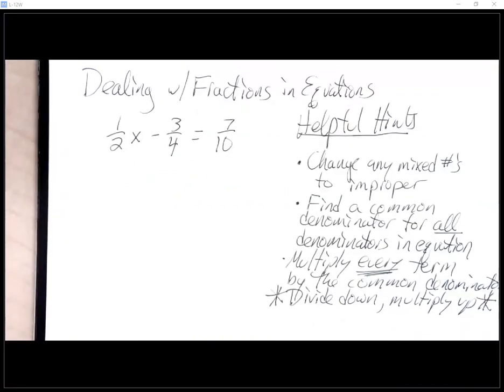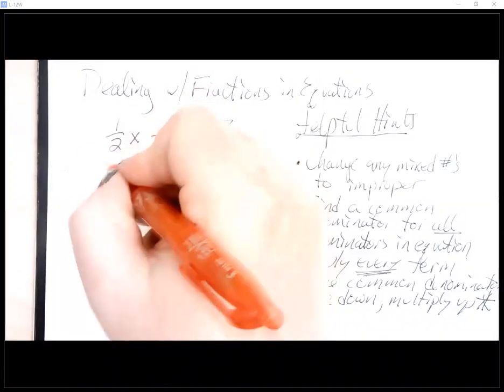All right, so let's go ahead and do that with our equation. So we already figured out that our common denominator is going to be 20 because 2, 4, and 10 all divide into 20 evenly. So I'm going to multiply every single term by 20. And I want you to see how easy that can be, no matter how difficult the fractions are. So I'm going to come up here. I'm going to multiply everybody by 20.